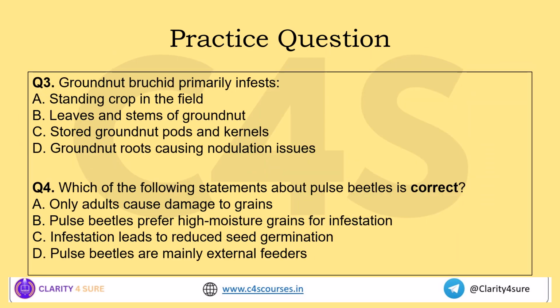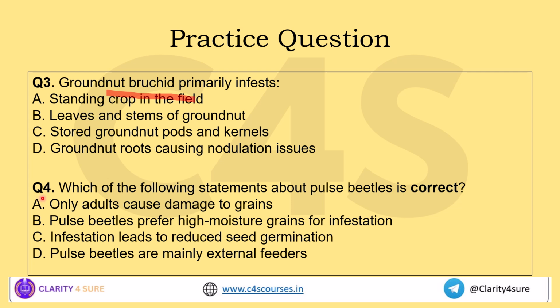Now let's practice a few questions from the previous slides. Okay. So the first question is: groundnut bruchid primarily infests. First option is standing crop in the field. Second is leaves and stem of the groundnut. Third is stored groundnut pods and kernels. Fourth is groundnut roots causing nodulation tissues.